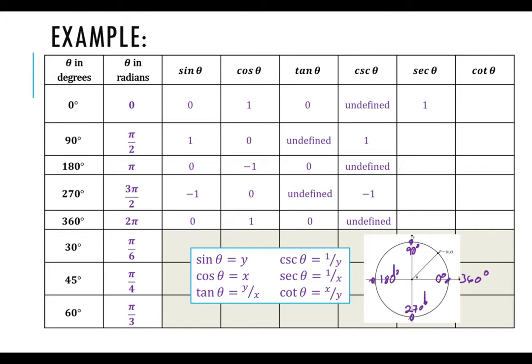Secant of 0 radians is 1. Secant of pi halves is undefined. Secant of pi is negative 1. Secant of 3 pi halves is undefined. Secant of 2 pi is 1. Cotangent of 0 degrees is undefined. Cotangent of 90 degrees is 0. Cotangent of 180 degrees is undefined. Cotangent of 270 degrees is 0. And 360 degrees is undefined. Once again, just looking at my definitions based on the ordered pairs where we are on the angle.